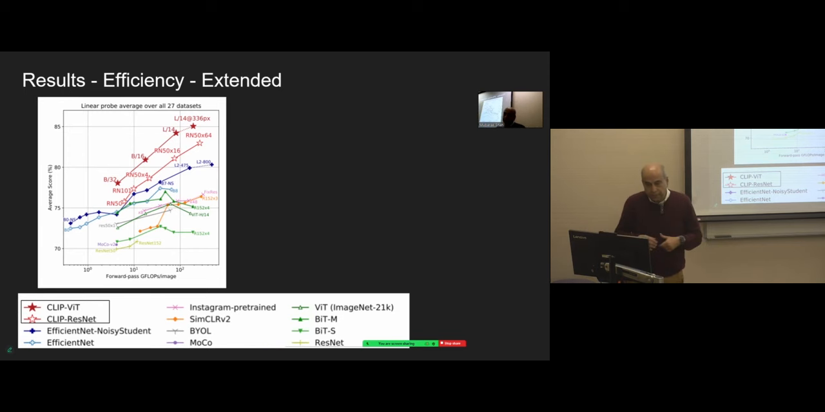And this is on the extended set of 27 data sets. In this one, both the transformer ViT and the ResNet perform pretty well. So that is the score.